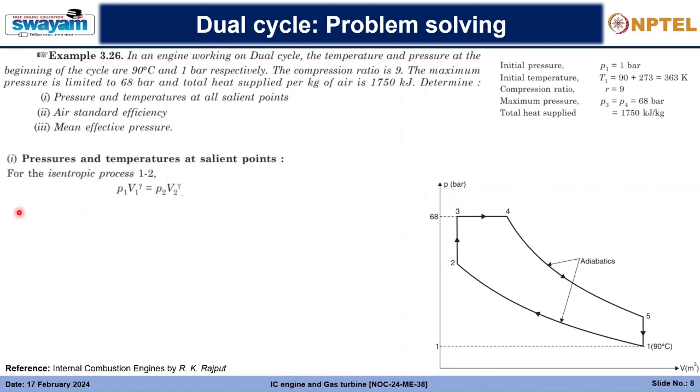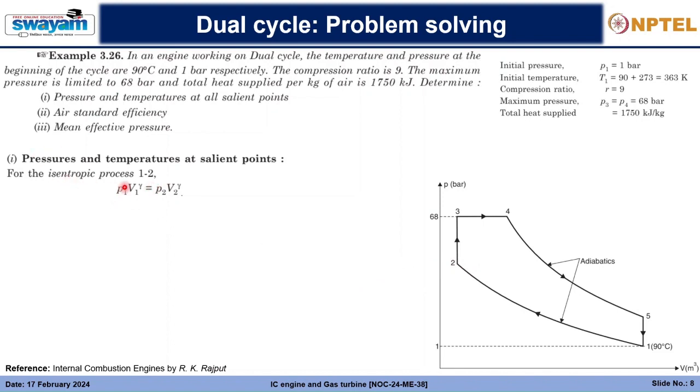So first, let us find the pressure and temperature at all the salient points. So at 1, we already know the pressure and temperature. At 3 and 4, we know the pressures. At 2, we know the volume, but not pressure. At 5, we know the volume. Do we know the volume? No, at 2, we do not know the volume, but we know the compression ratio. So from that, we will get the volume out here.